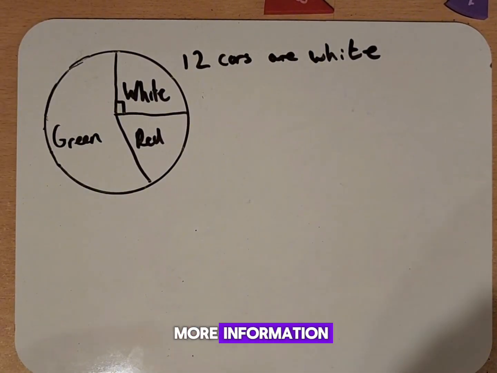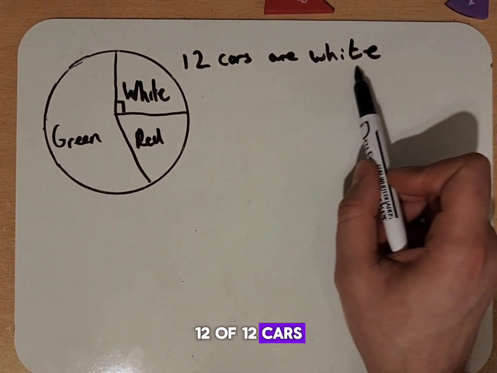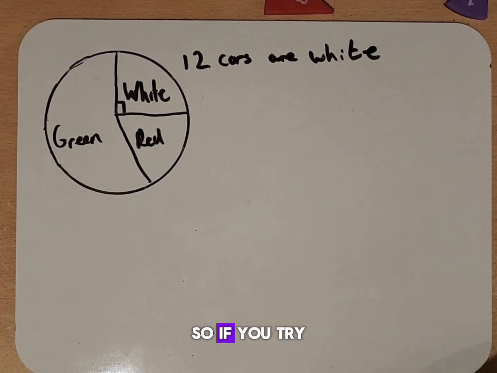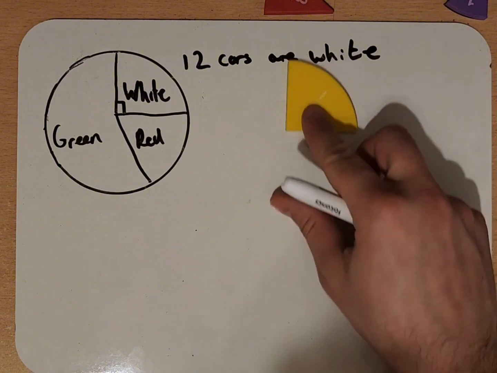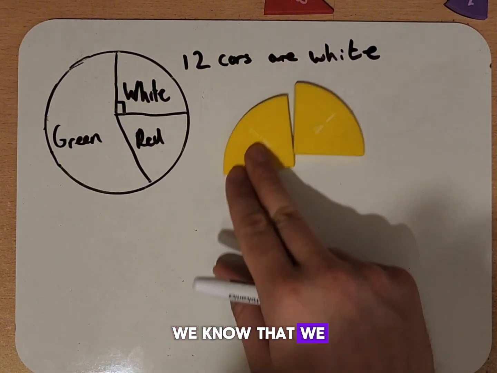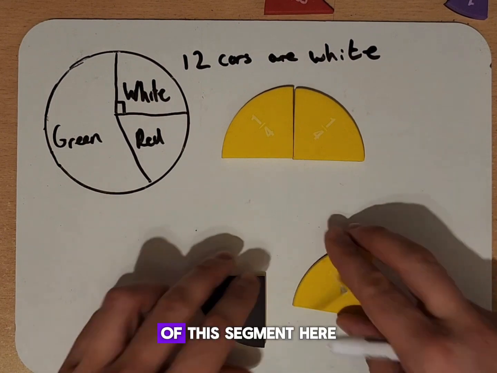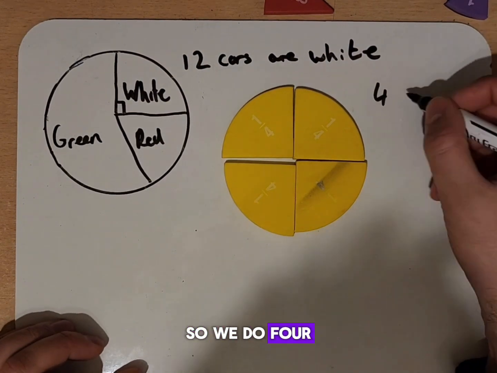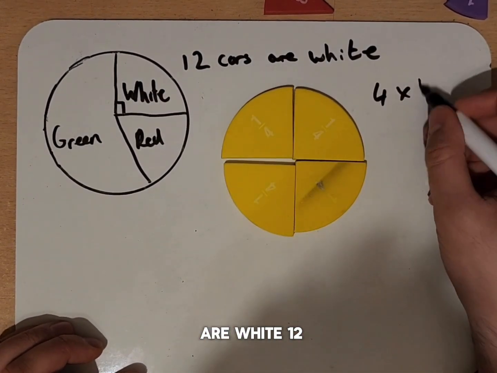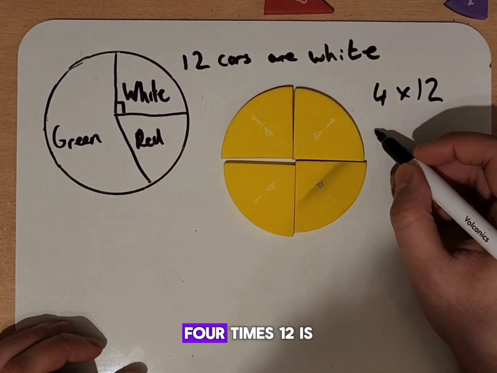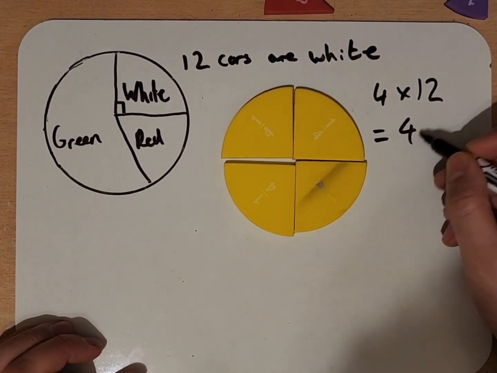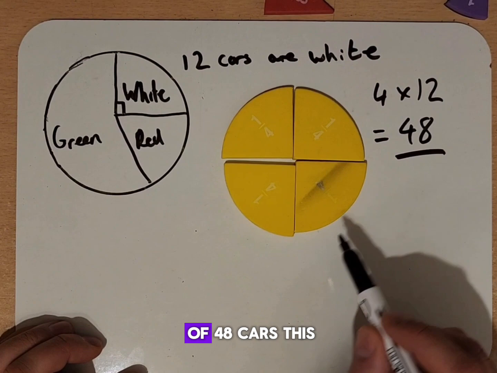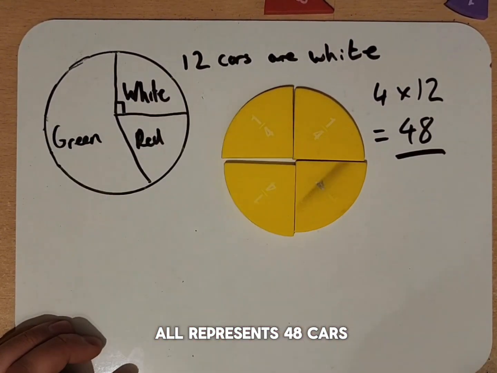Now we get some more information. 12 cars are white. So if we were to try and make up the whole pie chart, we know that we would need 4 lots of this segment here that represents white. So we do 4 times the number that are white, 12. 4 times 12 is 48. And now we know that in the showroom we have a total of 48 cars. This all represents 48 cars.